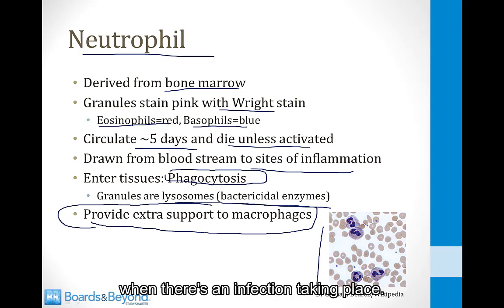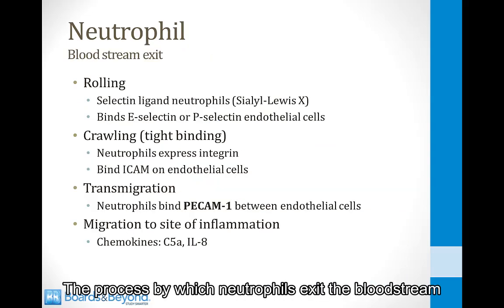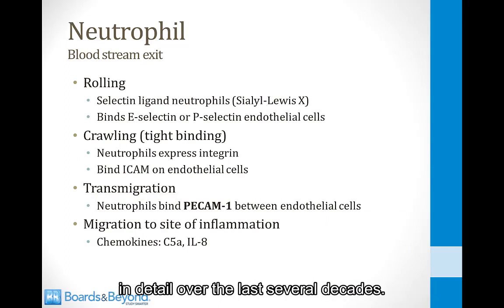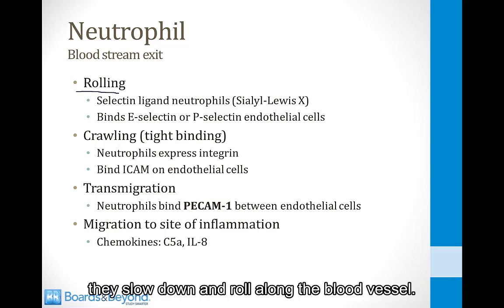The process by which neutrophils exit the bloodstream to enter sites of inflammation is very high yield to know for your boards, and it's been worked out in detail over the last several decades. So neutrophils that are circulating in the blood first start to slow down when they get near sites of inflammation, and this process is called rolling. They slow down and roll along the blood vessel.